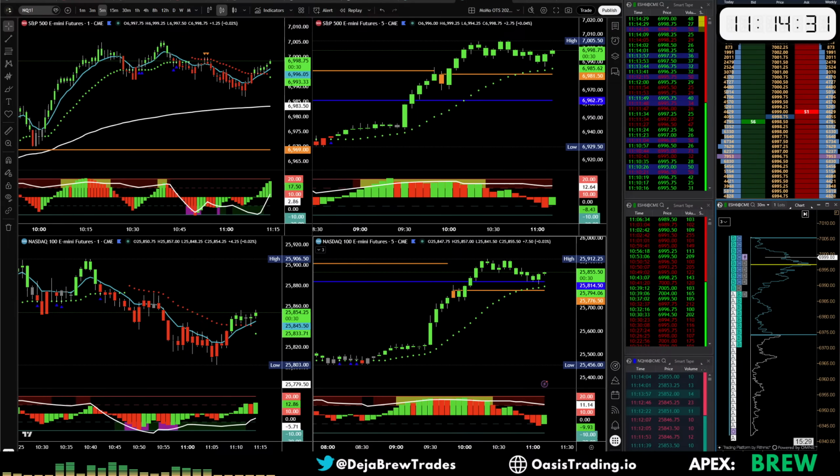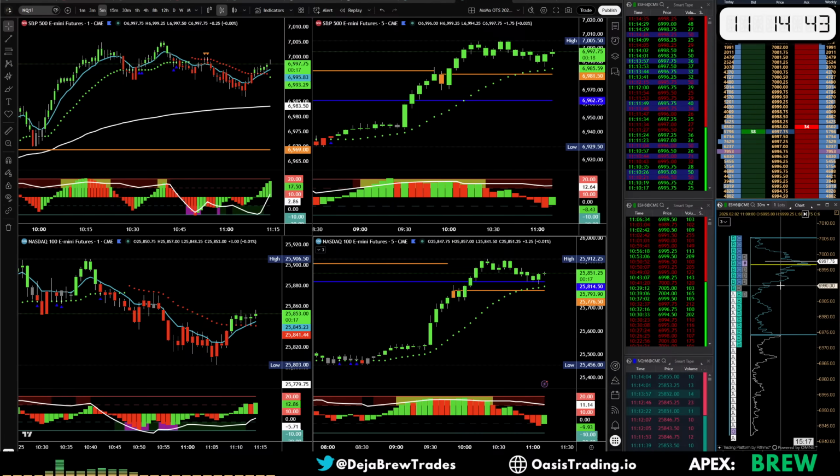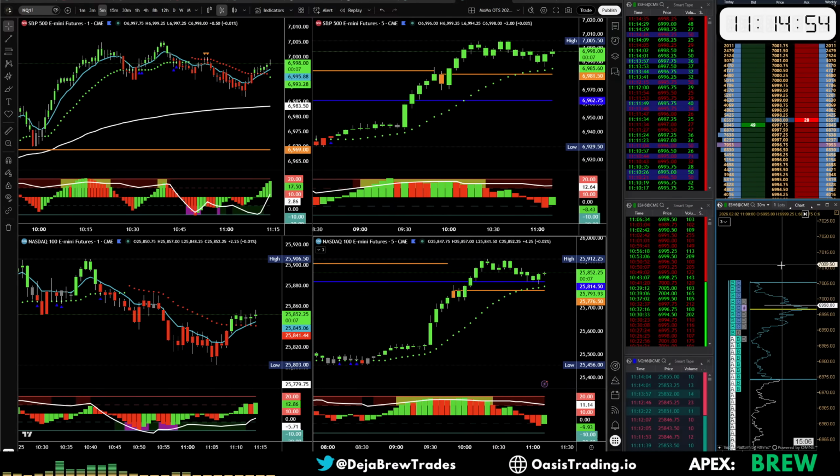So we're starting to see that P-shaped shift come into effect here, where you have that upper node being protected. The value low hasn't shifted just yet, but in a P-shaped profile, it should be up here. So it should be around 90. So right now, you're rotating that upper P shape, possibly extending the upper tail once you hold above that POC.